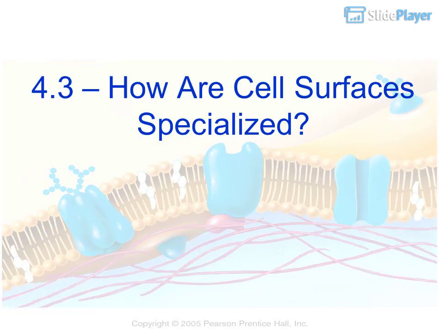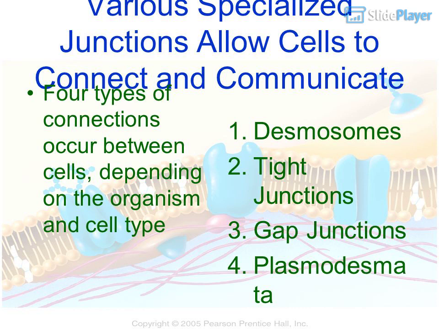4.3. How are cell surfaces specialized? Various specialized junctions allow cells to connect and communicate. Four types of connections occur between cells, depending on the organism and cell type: desmosomes, tight junctions, gap junctions, and plasmodesmata.